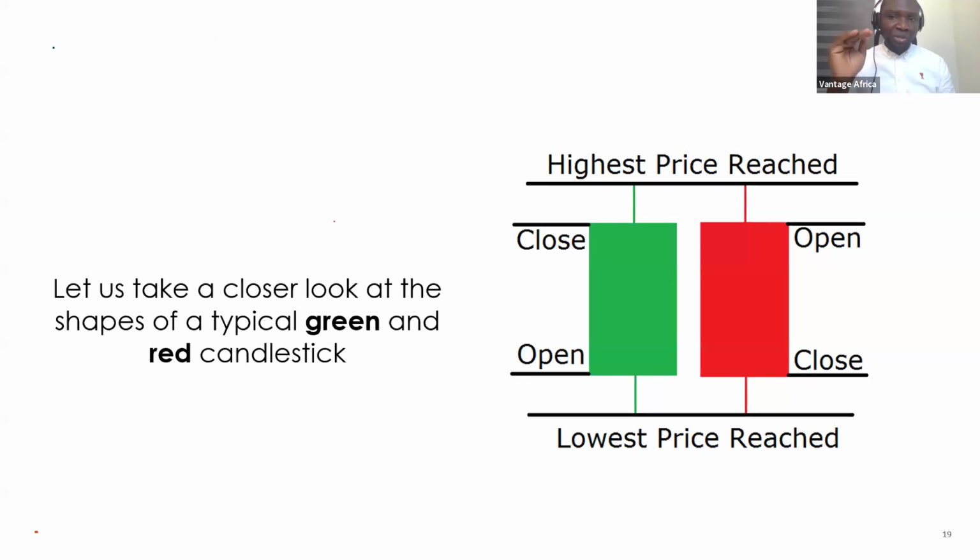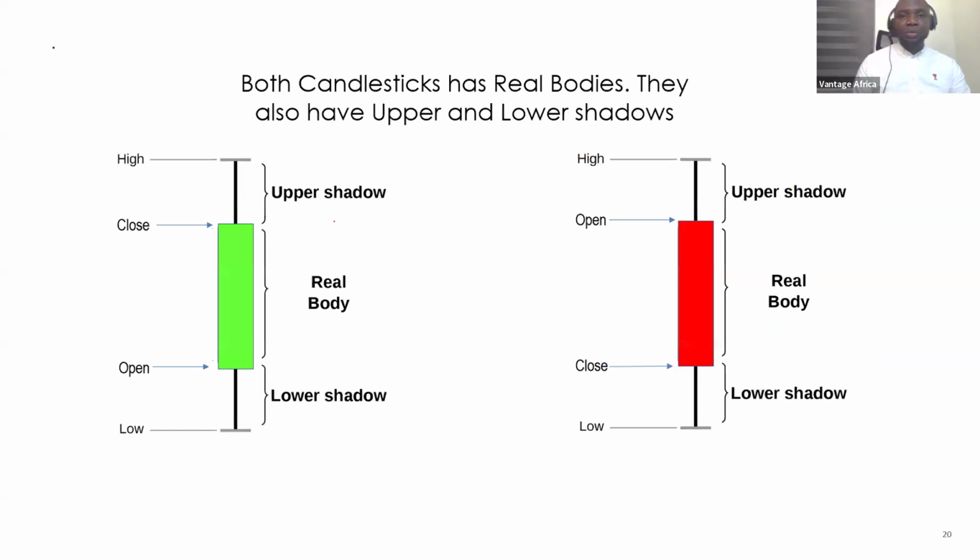So you see price depreciated from top to bottom, and that automatically forms a red candlestick. Okay, so let's look at this. Now this is the breakdown of a candlestick itself, the anatomy of a candlestick.